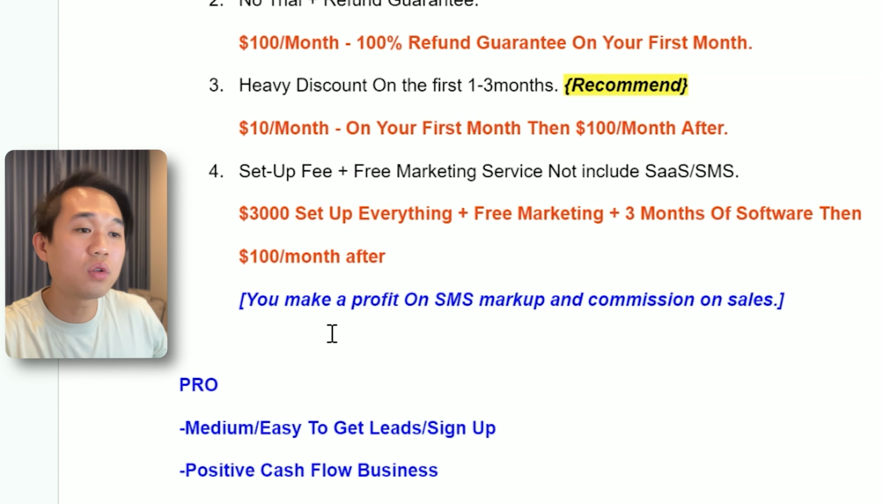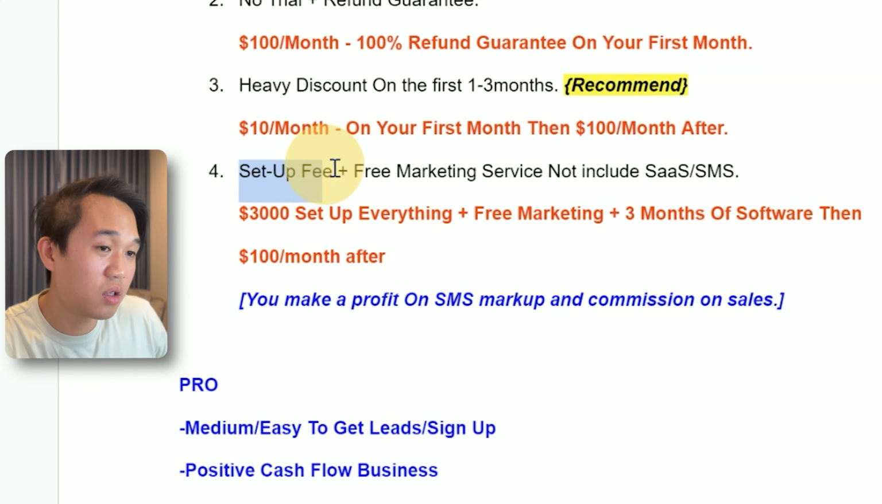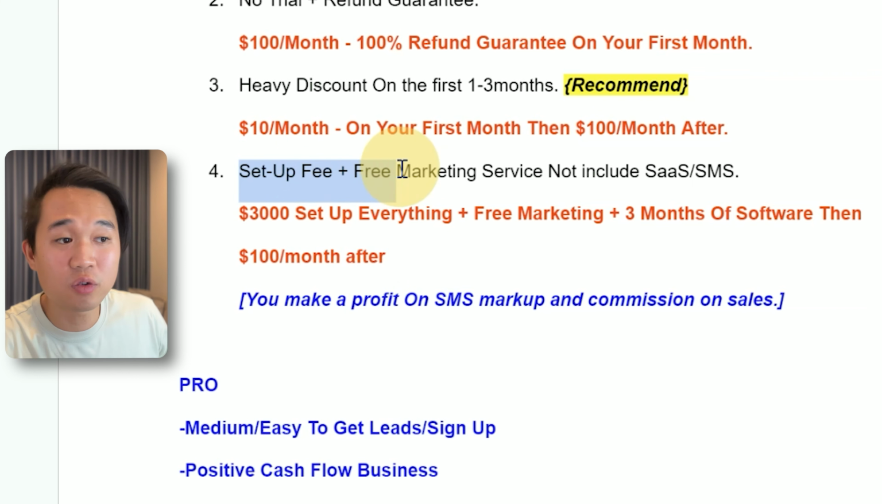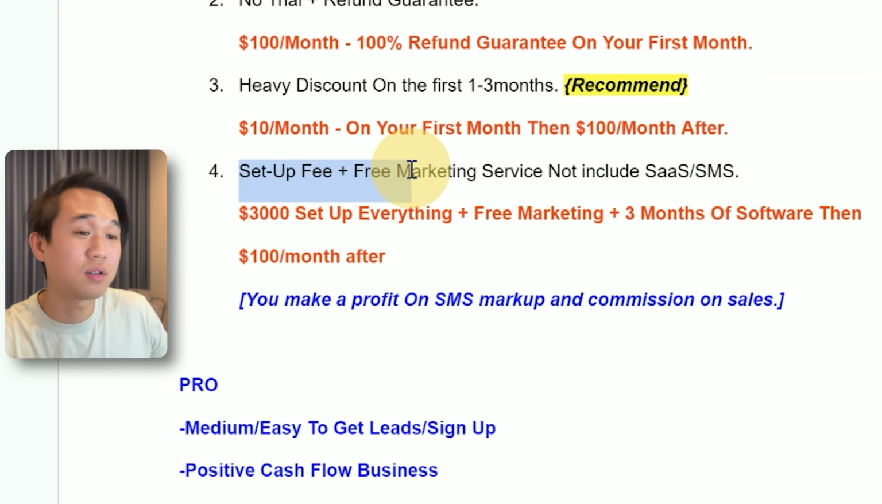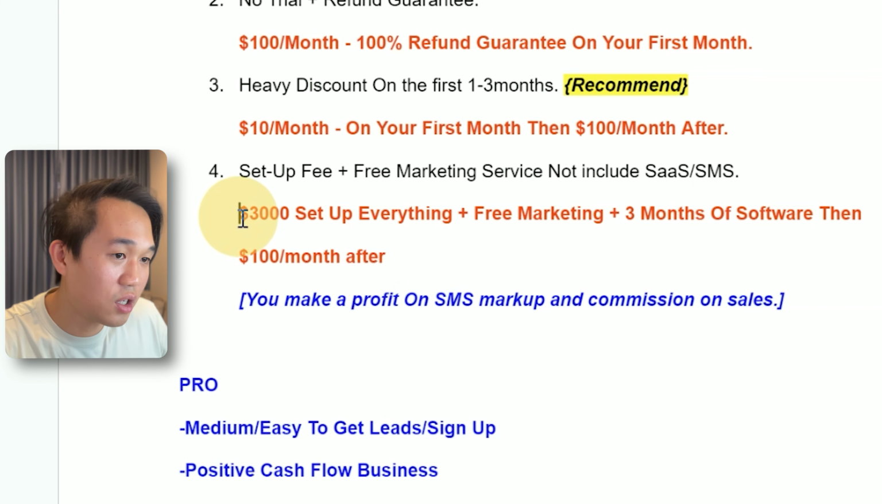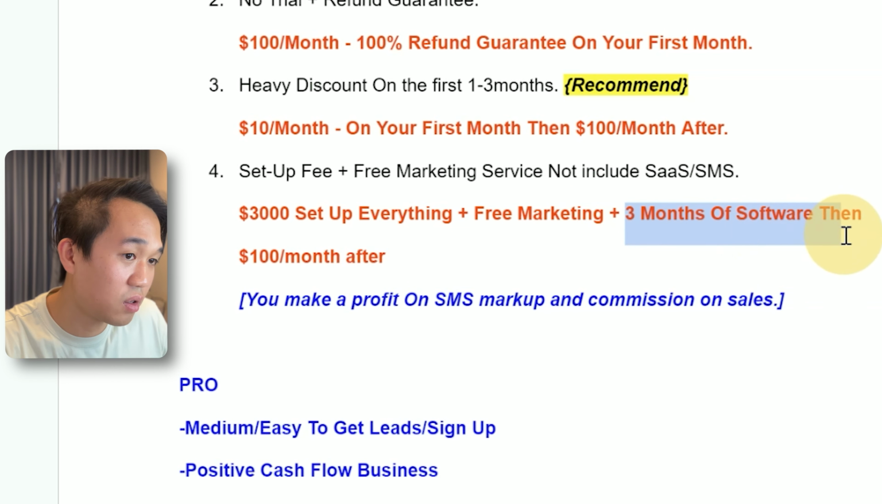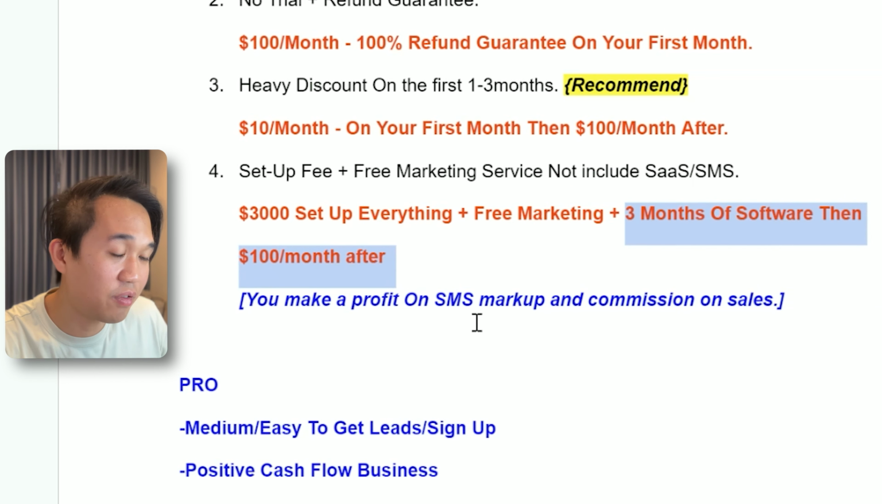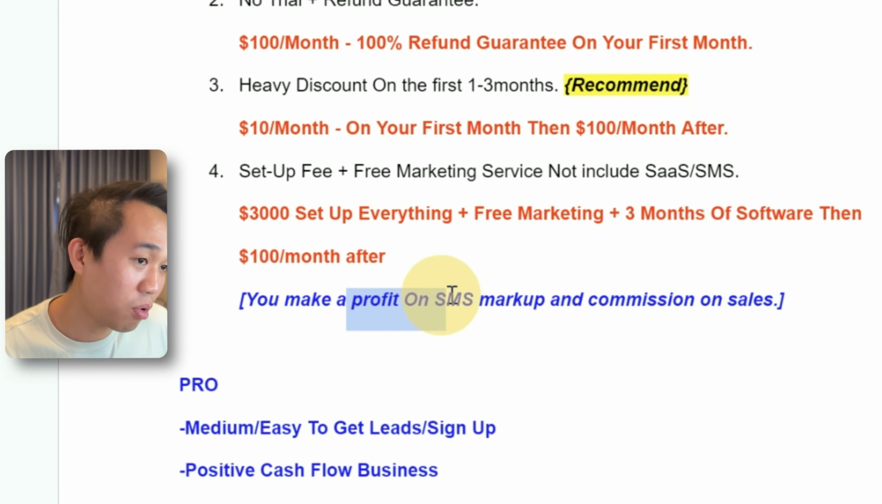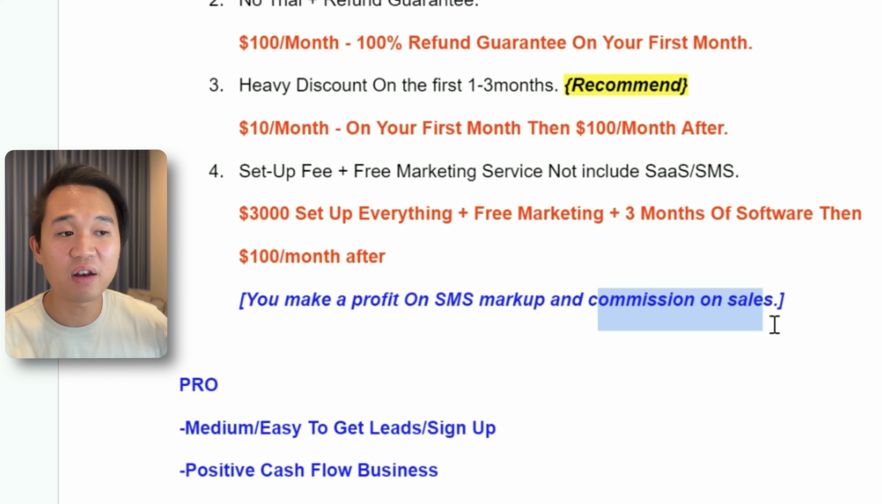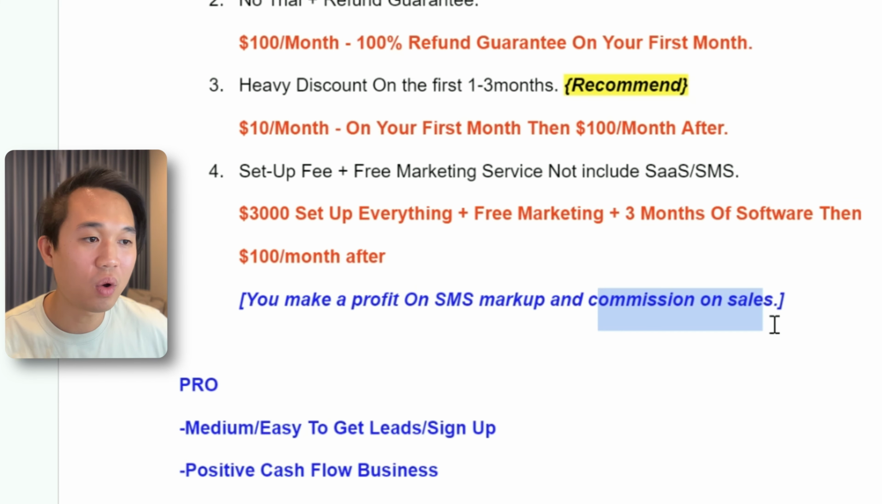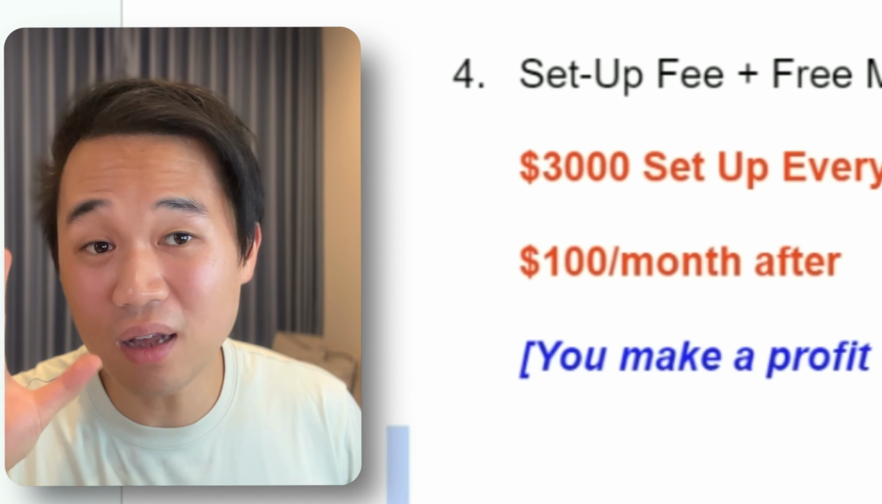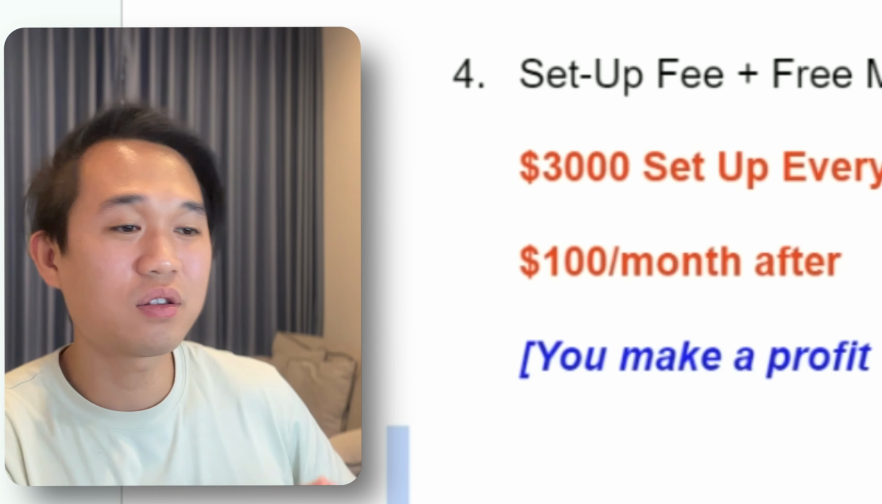So let's move on to the fourth option of this model, which is one of my most favorite, and one of our students is actually getting a lot of success doing this, right? So what that looks like is that you're going to charge them a $3,000 setup fee plus a free marketing service and 3 months of your software subscription, then $100 per month after. So guys, you're going to make profit on the SMS markup, the commission on sales, and then the software subscription for month 4, month 5, and whatever after that. So number 4 is actually highly profitable and actually lasts you for the long term.